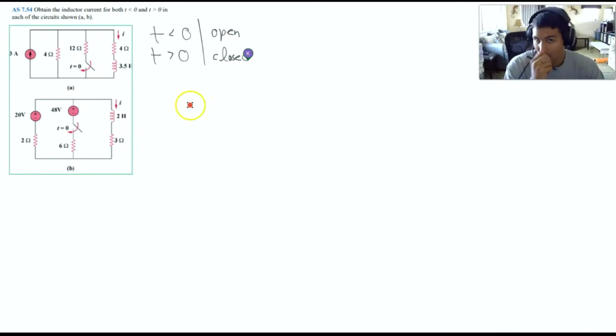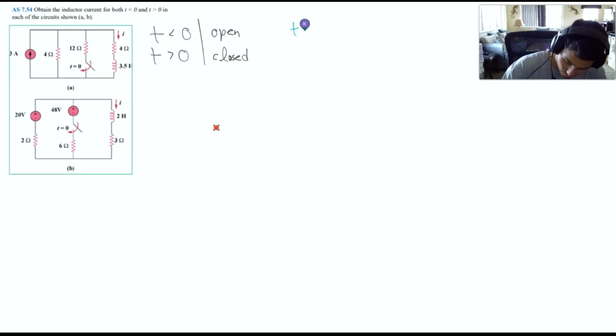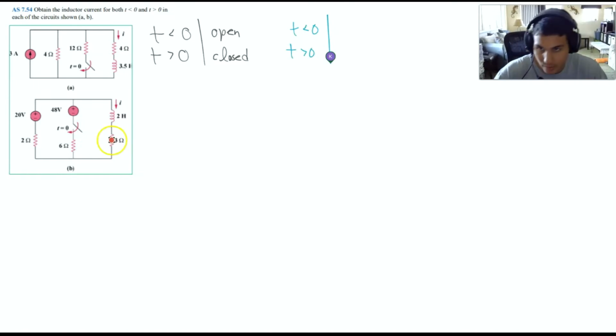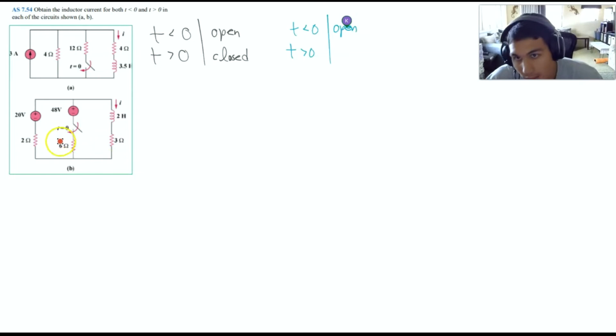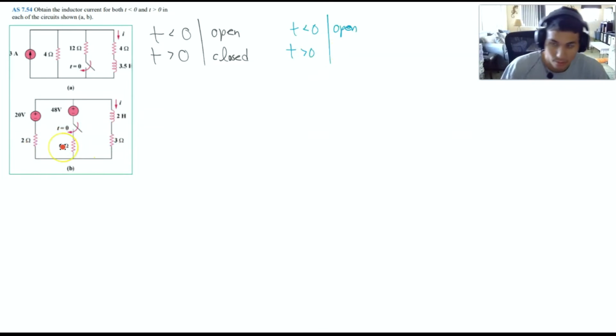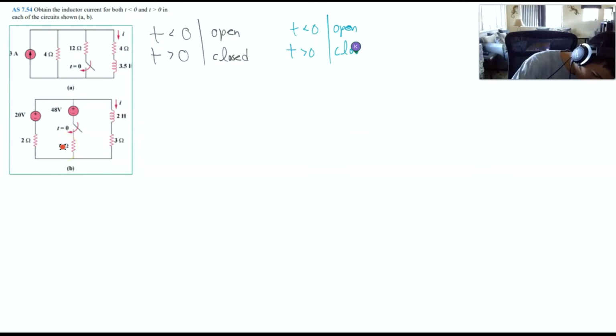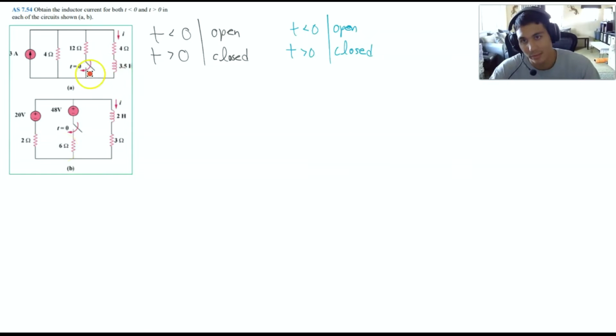And I guess we could do the same for this one right here, and we'll do it in blue. So t less than 0, t greater than 0, what happens? For t less than 0, it's open, and for t greater than 0, it's closed. And I know this because the arrow signifies that at t equals 0, we are moving it towards the closed position. So before that, it must be open, right? Okay.